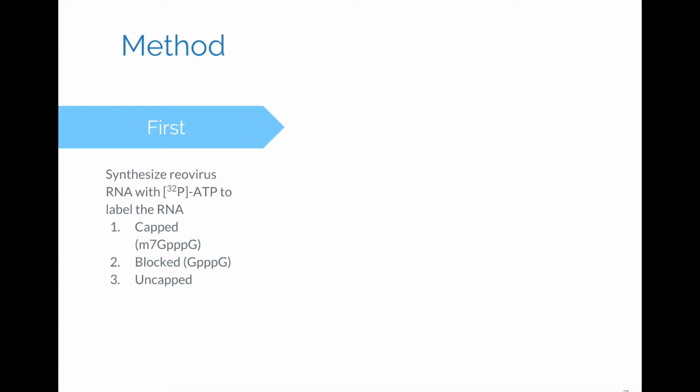The fully capped RNAs have the full methylated guanine added to the 5' end of the RNAs. The blocked RNA have a guanine, which isn't methylated, added to the 5' end of the RNAs. Finally, the third type of RNA is uncapped and has nothing added to its 5' end.